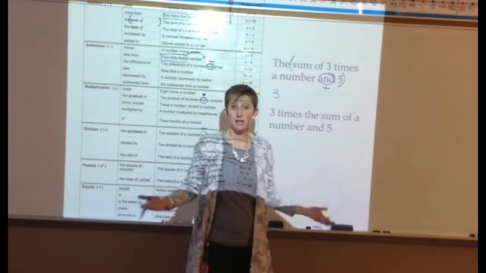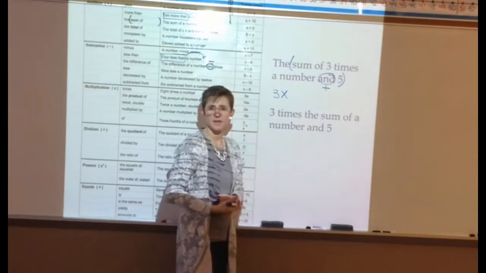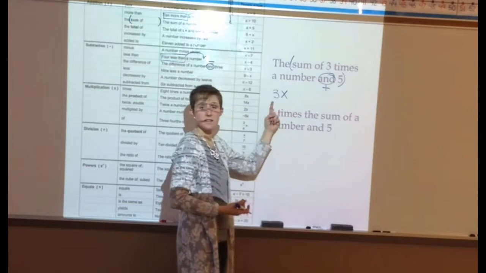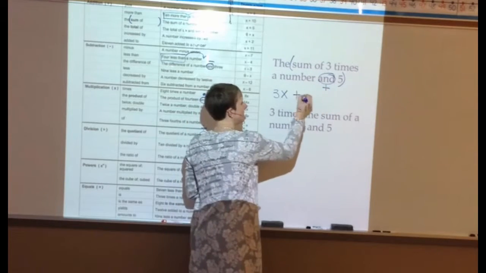A number is my variable. I need to pick a letter. So 3 times x. I'll pick x. Notice I did it in the most professional way. And, bring in my plus sign, 5.